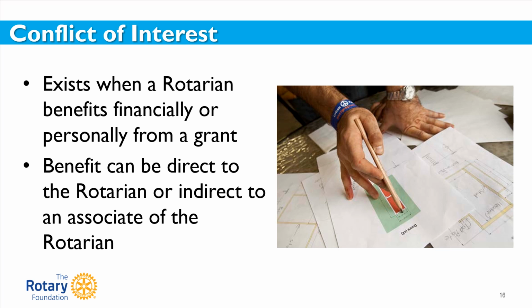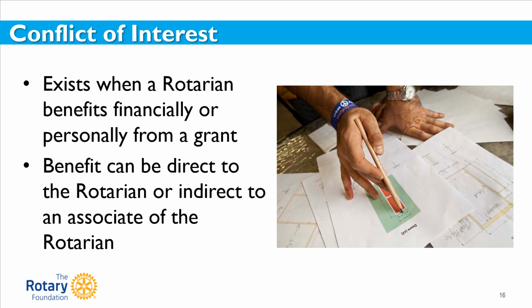A conflict of interest exists when a Rotarian may benefit financially or personally from grant activities. The benefit can either be direct or indirect. Financial benefits could include receiving grant funds for being a project manager or receiving grant funds as a vendor for the project. Personal benefits could include receiving a promotion, getting business referrals, or gaining publicity or improved social standing.